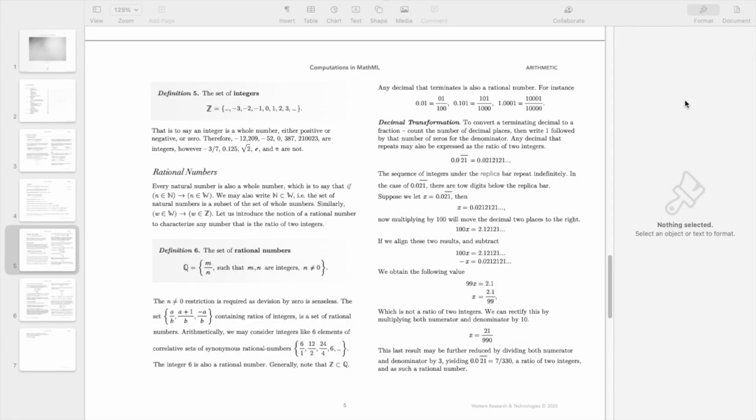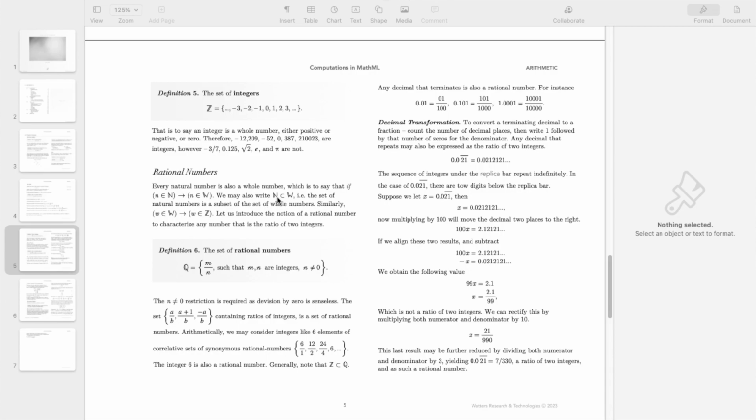Right, so the rational numbers. Every natural number is also a whole number, which is to say that if n is an element of capital N, that implies that n is an element also of capital W. So just a bit of set theory notation here. If n is a natural number, that would imply that n is also a whole number.